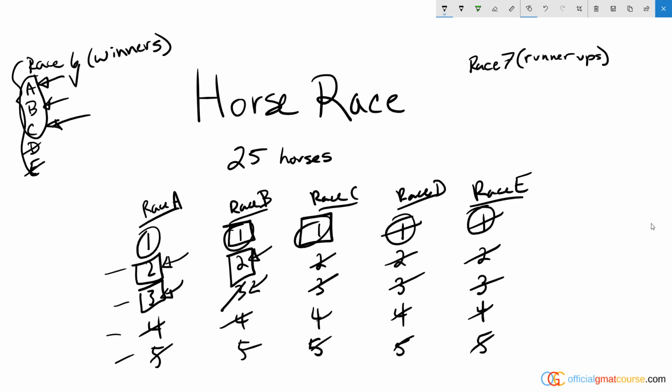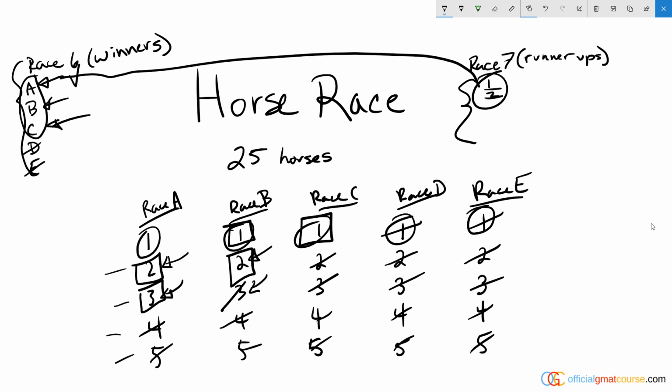And these 5 horses will go into a final race, and the top 2 finishers in that race will end up being the 2nd and 3rd fastest horses behind horse A, the winner of the A bracket. So that's the logic. That's the reasoning.